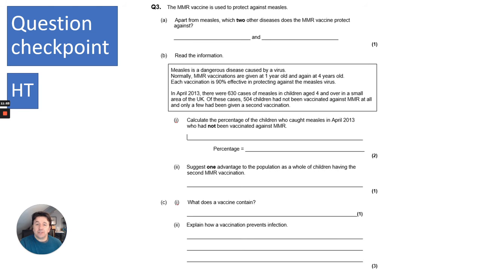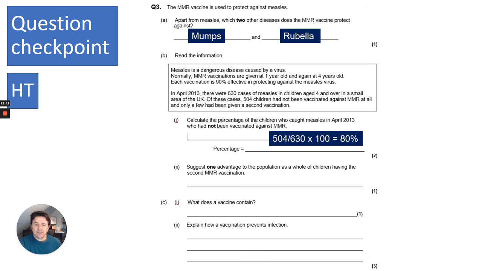So again, this question, it does say measles. What is MMR vaccine? Well, they mentioned measles, so the only other answers are mumps and rubella. Then it gives you some information and some data, and it wants you to calculate the percentage of the children who caught measles who had not been vaccinated. Well, 504 have not been vaccinated, and there were 630 cases. So it's 504 divided by 630 times 100 to make it a percent, which is 80%.